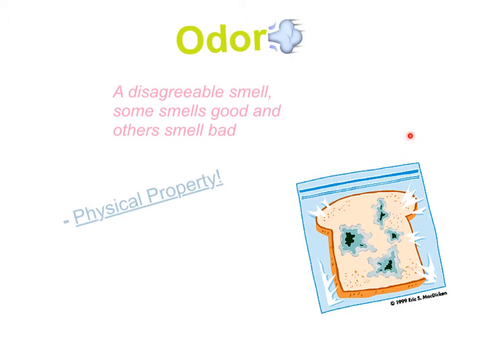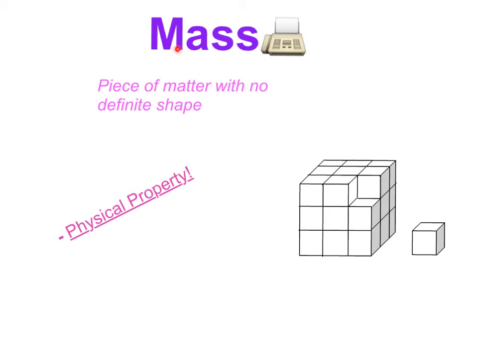And the example is a sandwich that's all moldy, so it is going to smell bad, and you will not want to eat it. If it was a clean bread, it would smell good, and you would want to eat it. Next is mass. This is a piece of matter with no definite shape. So this is a cube, but the cube is taken out of it, and it is a physical property because it is changing the shape.